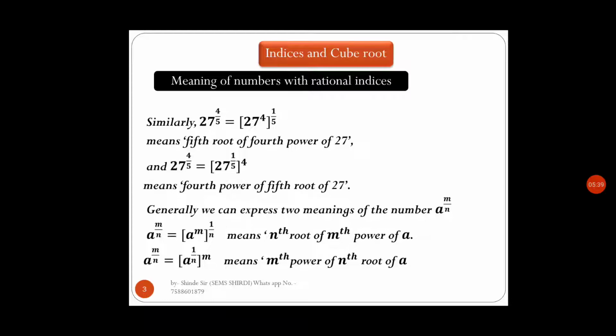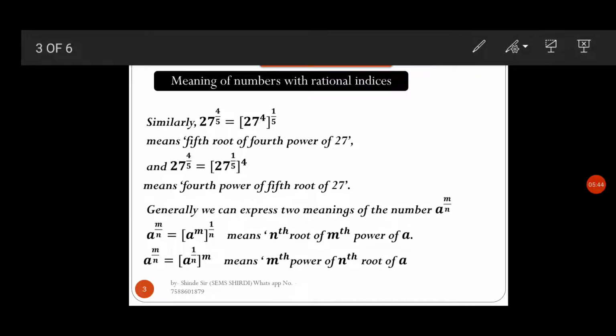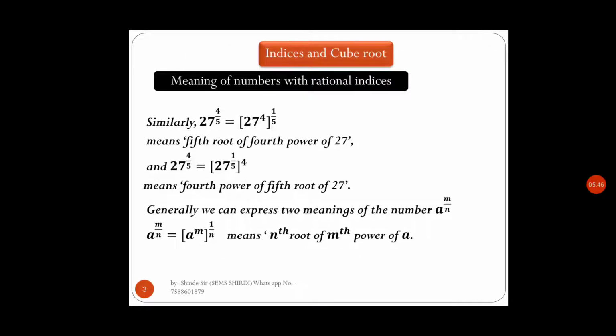In the case of a raised to m by n, it means the nth root of the mth power of a, and in the second meaning, a raised to 1 by n, raised to m, is equal to the mth power of the nth root of a.